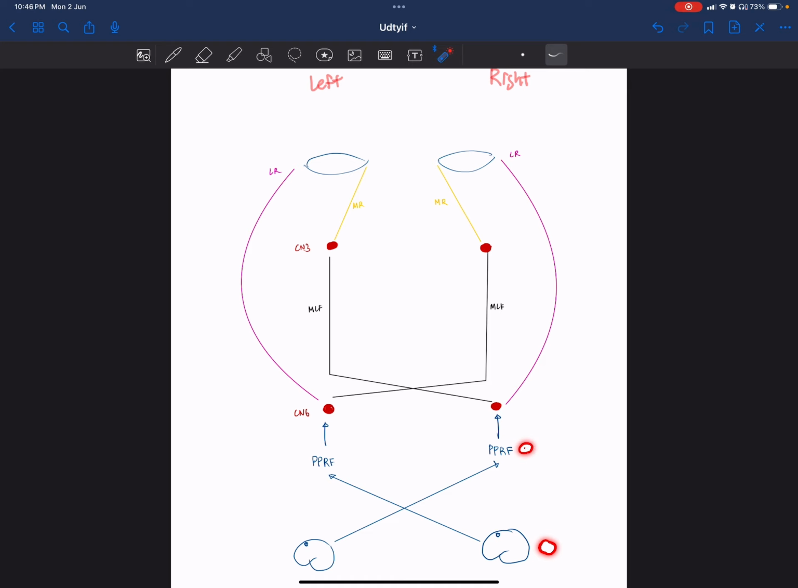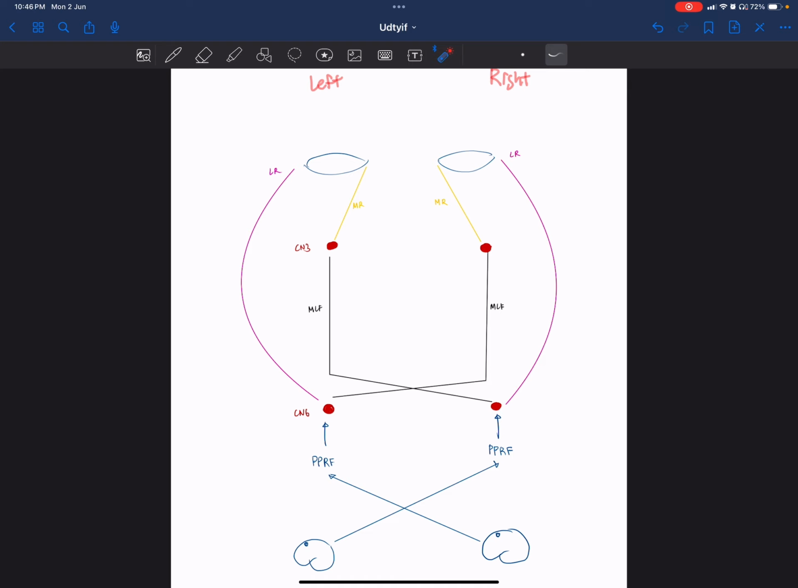PPRF will be like, okay, fine. The brain told me to look laterally, so I will tell the brainstem to look laterally. So which nucleus does it have to tell? Abducens nucleus. Okay. Now the abducens nuclei: obviously the right one will innervate the right lateral rectus and tell the right eye to look laterally in this direction. The left one will also do the same and tell the lateral rectus to look laterally.